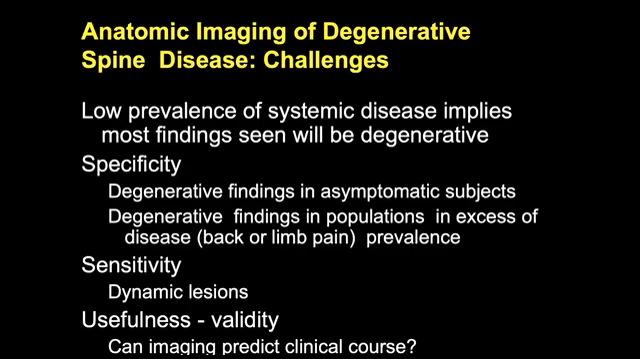And then what about the validity or usefulness? Can imaging predict a clinical course? In general, no. So I can't look at an MRI image and say to somebody, you're going to do well, you're going to do poorly. There are some things that help with the prognosis, but even large disc herniations will in general have a better prognosis, contrary to what someone might believe.